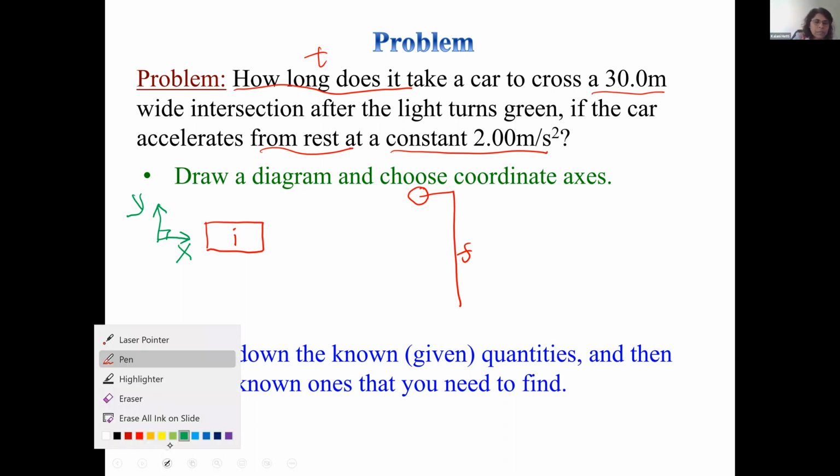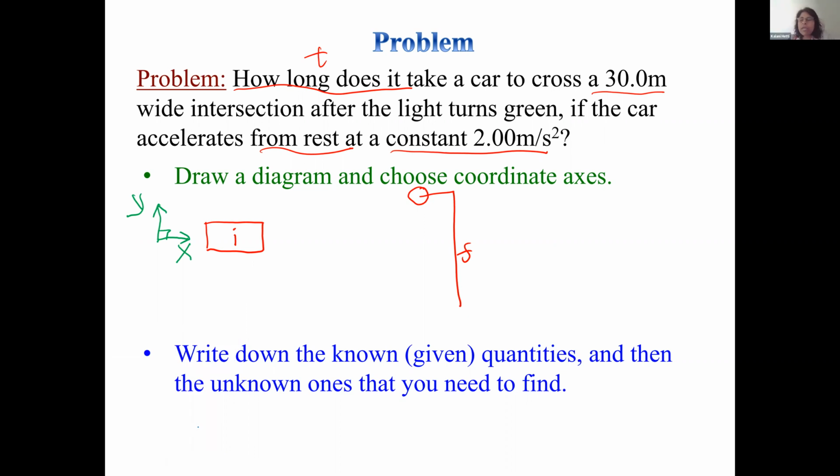And then the next step is we need to write down the known and unknown quantities. I'm going to do it on the diagram. You're also going to do it on the diagram. So now we're going to start at this point. That means my x initial will be 0. And also I start at rest. That means v initial in the x direction is also 0, right? And then you're going to move for some time in here. That's what we need to find out. And the acceleration in the x direction will be constant, that is 2 meters per second squared.